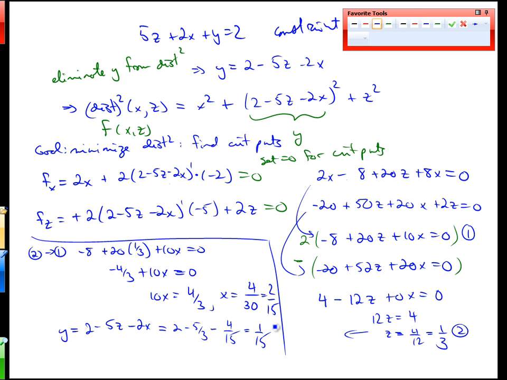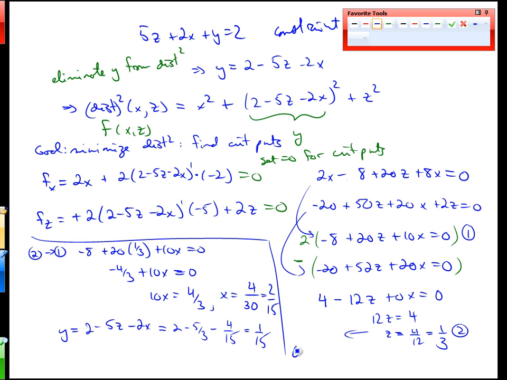Fantastic. So that defines our critical point. The x value and the z value really are the critical points for our distance squared function, and the y is the coordinate that would come along if we were limiting ourselves to the plane we were given. Last but not least, we were asked to verify that this was a local minimum of the distance function. So let's take a look at that.